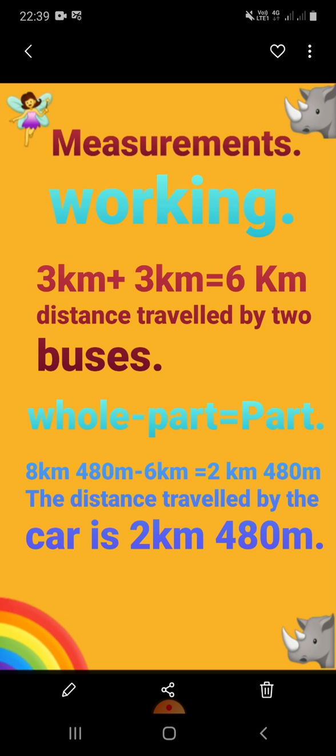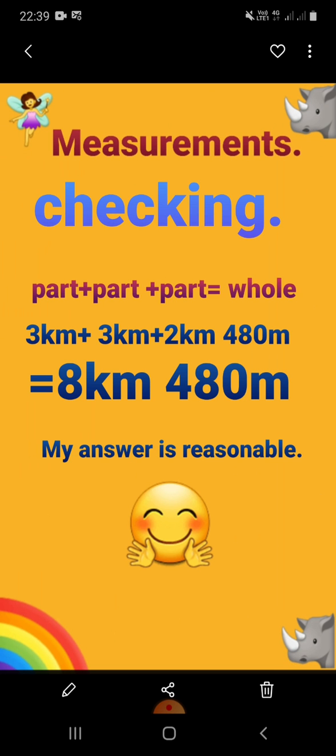Let us see whether our answer is correct or not. Let us do the checking. Part plus part plus part should be whole. One part, the blue bus, is 3 km. Pink bus is 3 km and the car, the yellow car, is 2 km 480 meter. When we add all the distances together, we will get 8 km 480 meter.